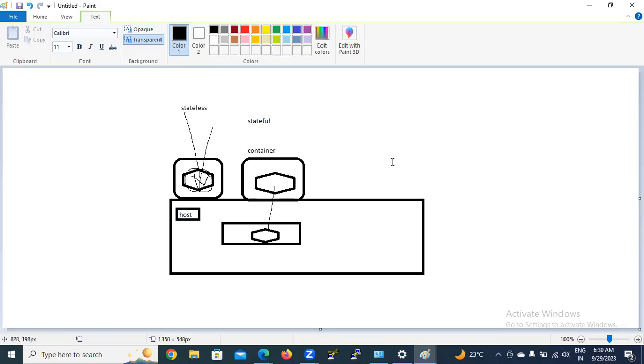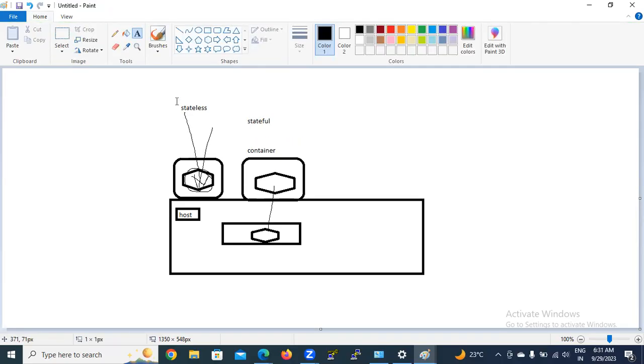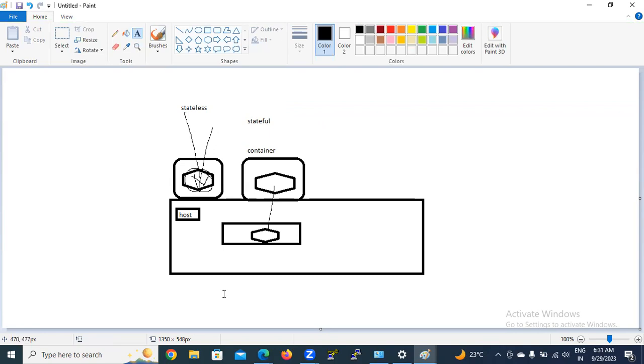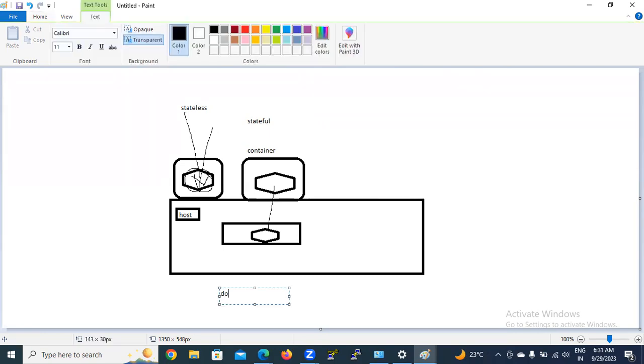Stateful containers. Most of the time people will ask what a stateful container is, and how we can make our container stateful. So the solution is a Docker volume. Okay.